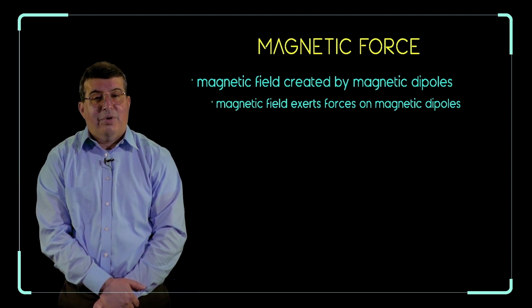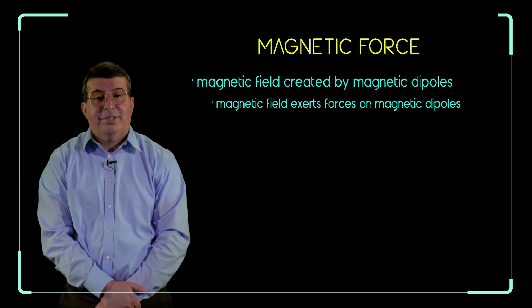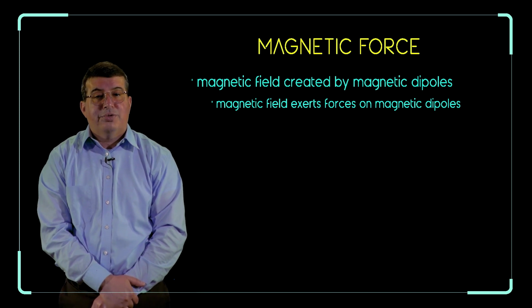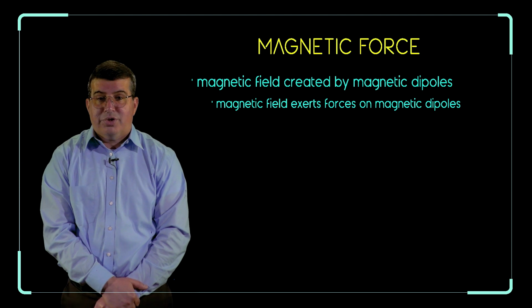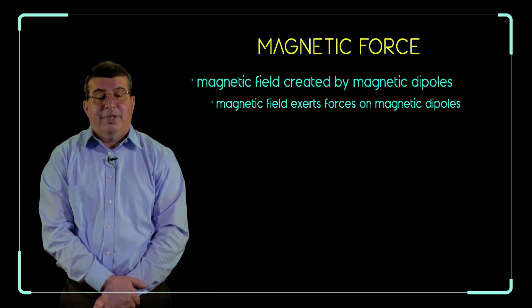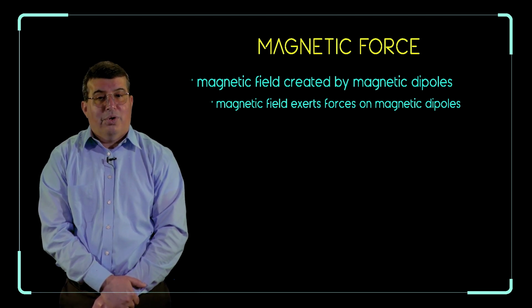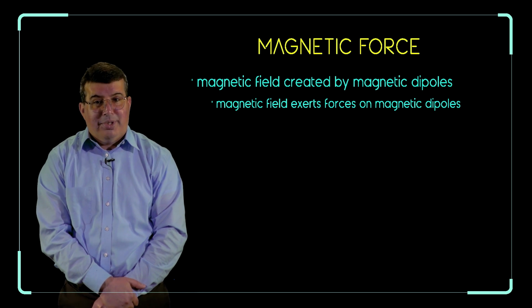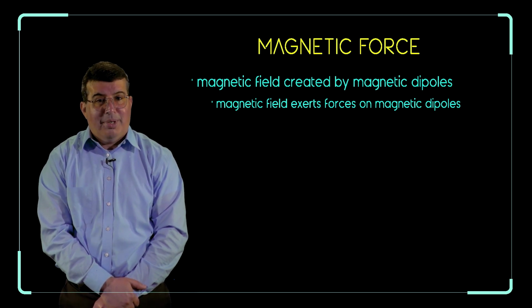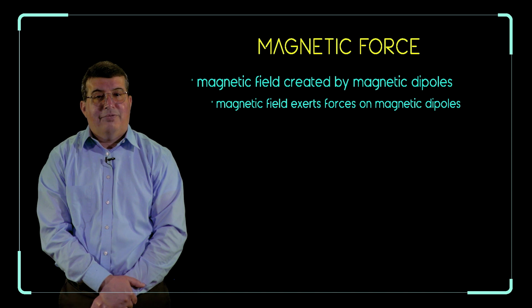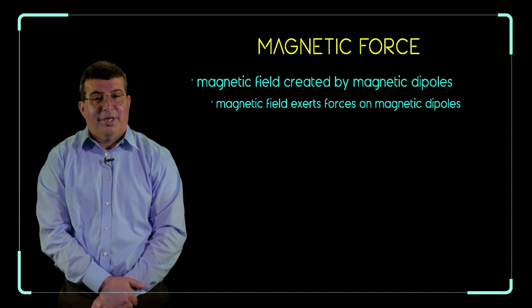With gravity, the gravitational field is created by mass, and the gravitational field exerts a force on mass. The electric field is created by electric charge, and the electric field exerts a force on electric charge. So similarly, since the magnetic field is created by magnetic dipoles, the magnetic field exerts a force on magnetic dipoles.